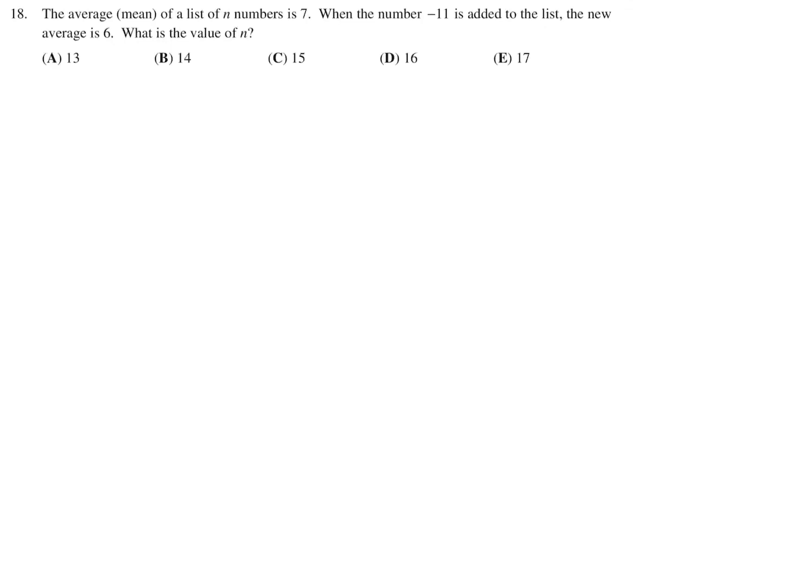The average of a list of n numbers is 7. When the number negative 11 is added to the list, the new average is 6. What is the value of n?